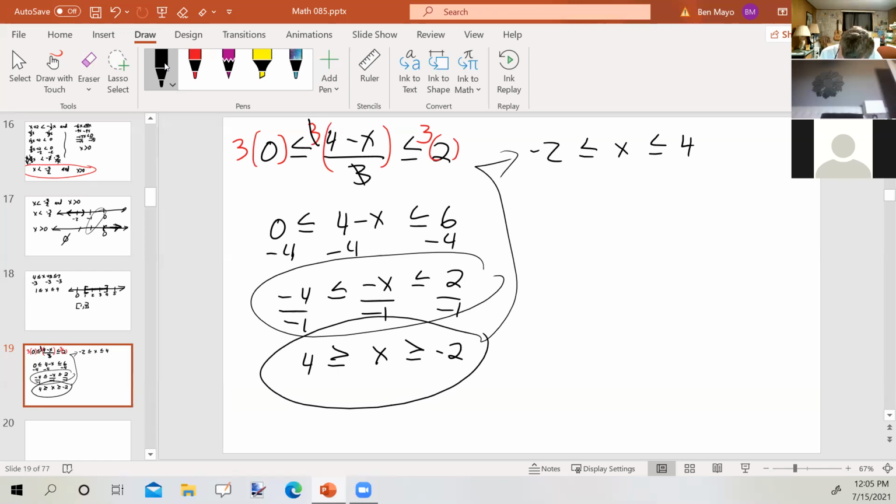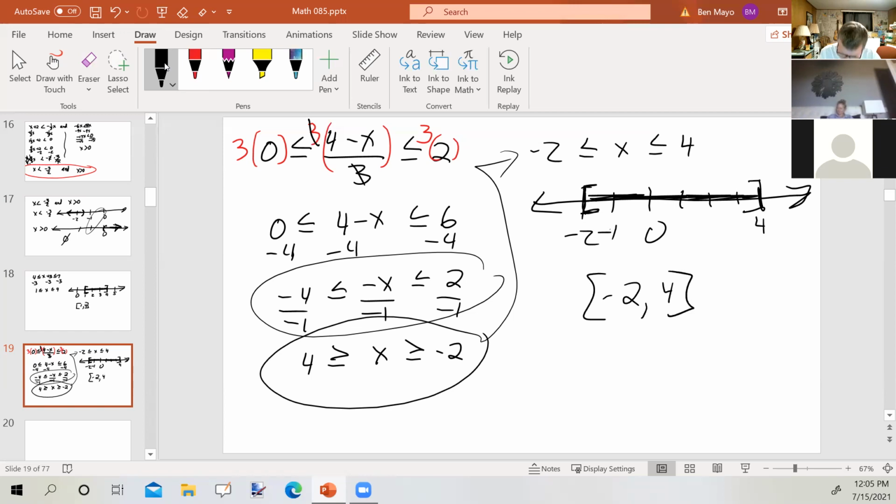Now, what would the graph of that look like? It's going to be between and including -2 and 4. And interval notation would look like that. Trying to find that 4 minus x. All right. You okay with that? There was a lot going on in that problem.